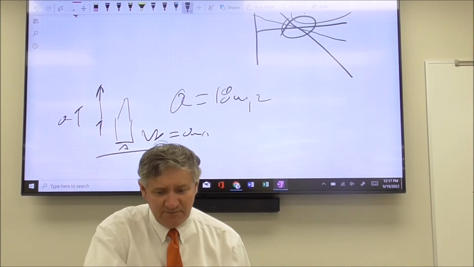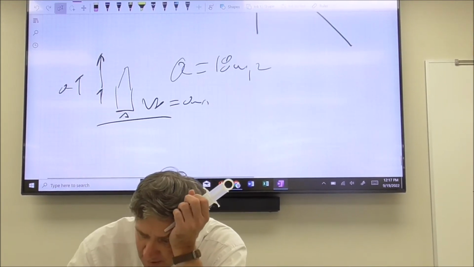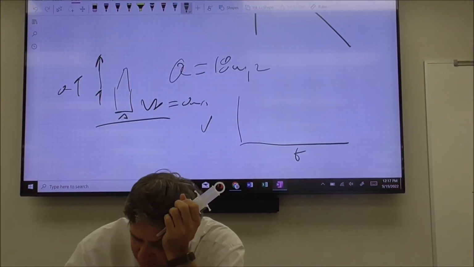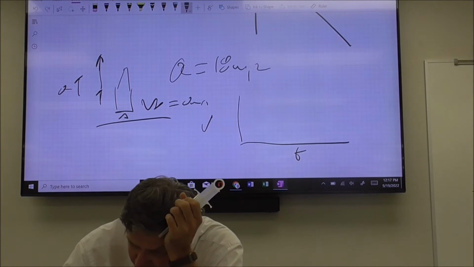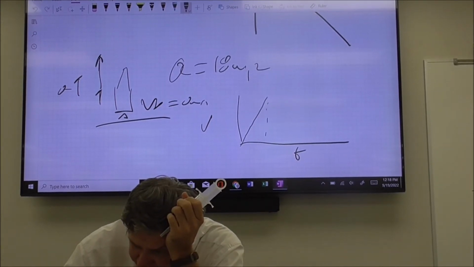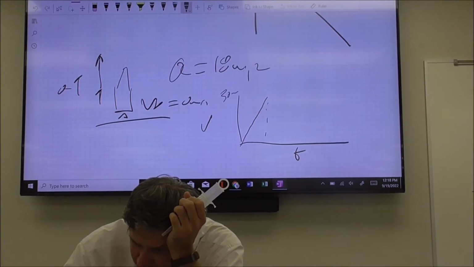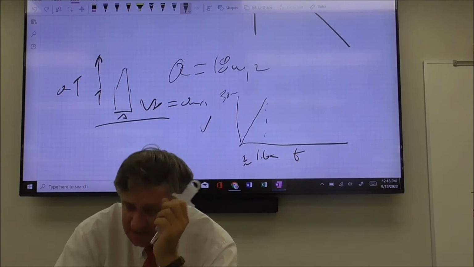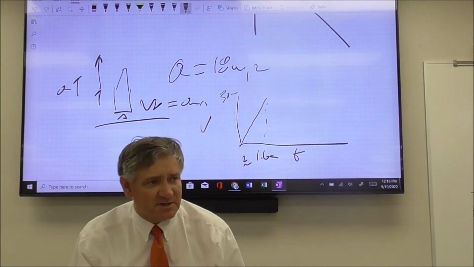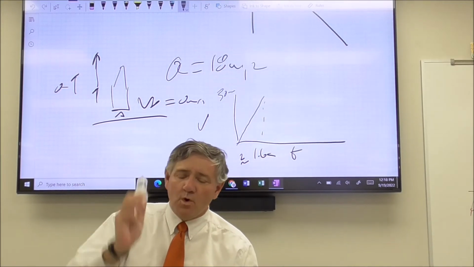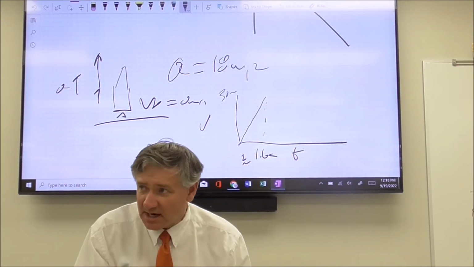Now, here's what you want to visualize. On your velocity time graph, you went from 0 to 30 meters per second. And that took about 1.6 seconds. That's an approximation, but it's about 1.6 seconds. Now, what does the slope of a velocity time graph give you?